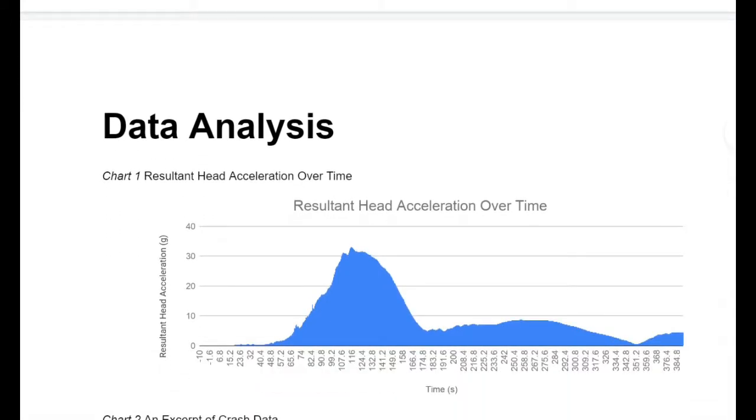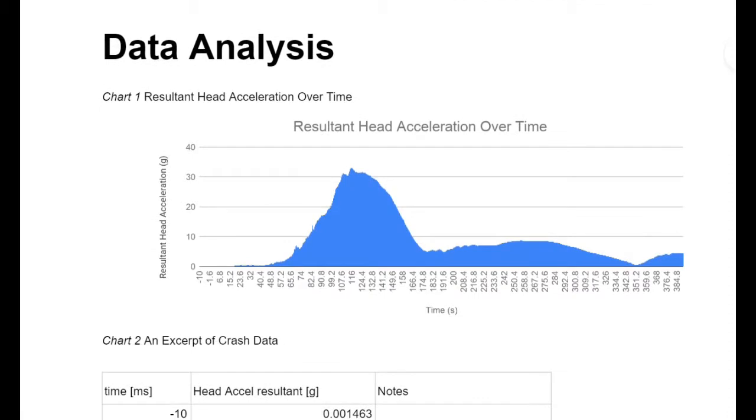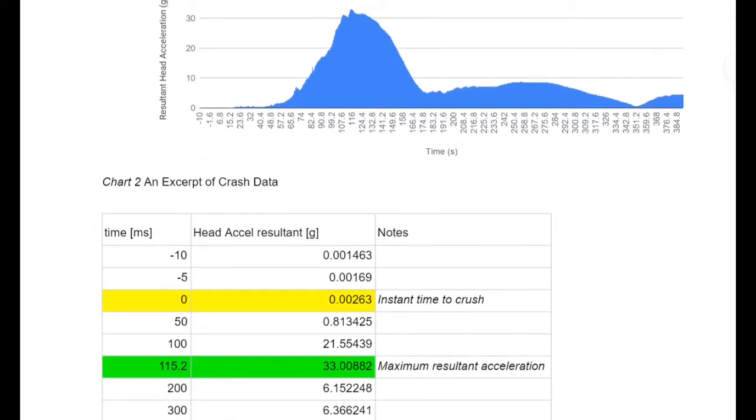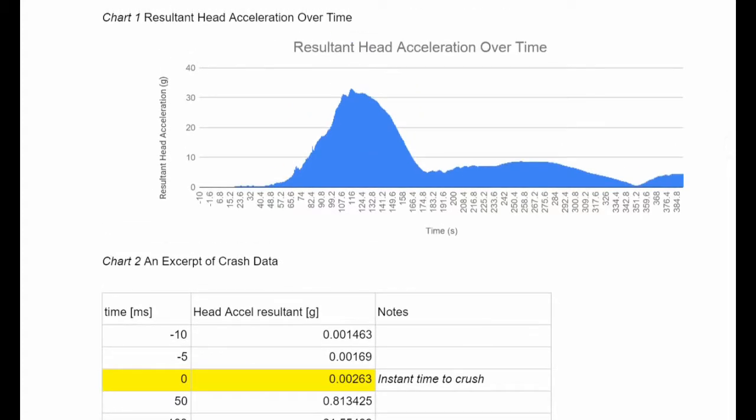First, we graph the data into an acceleration over time graph, and we can see that when time is 0, it is the instant when the car is being crashed. When time is 115.2, it is the time where the maximum resultant acceleration of HAT occurs, around here, with the highest peak.